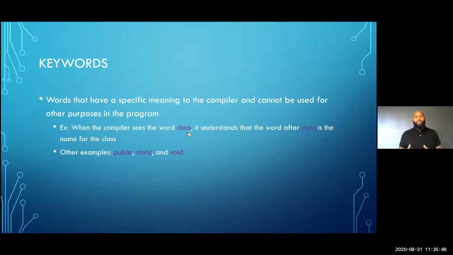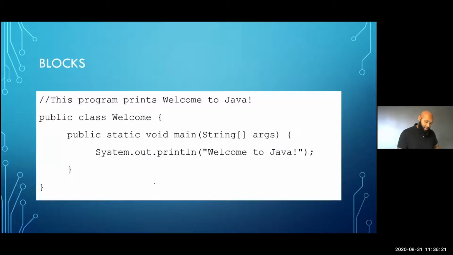In Java, we have certain keywords. We have class, public, static, void, and several other keywords. But what you need to know about these is they have a specific meaning, a specific purpose in Java, and you cannot use them to name any variables or as a name of anything. Because they are a keyword, they have specific meaning. For example, class, Java understands that the word after class is the name of that class. So if you look here, public, class, whatever comes after that keyword is the name of that class.